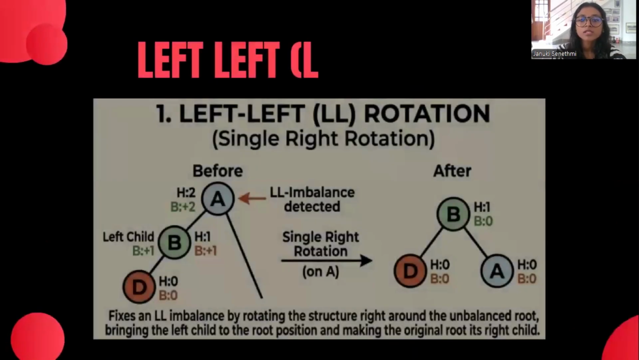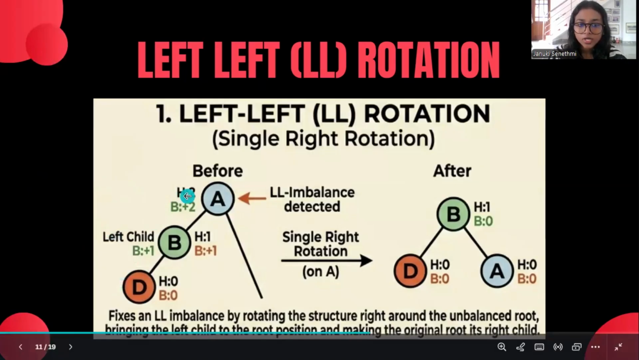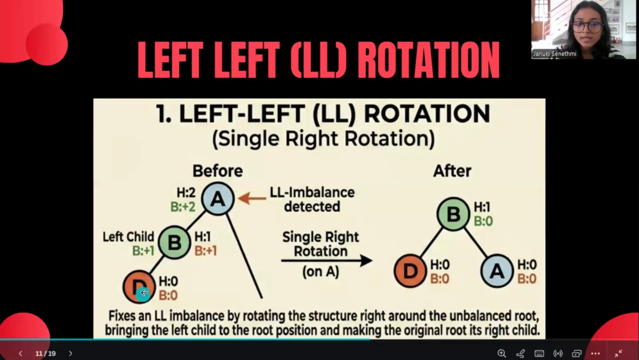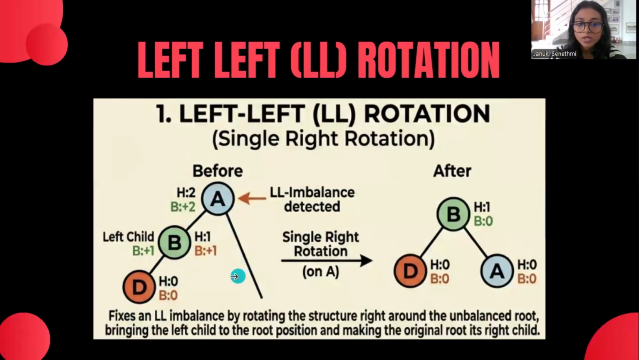The first one is left-left rotation. This imbalance happens when a new node is inserted into the left subtree of the left child. In the before tree, A is the root node, B is the left child, and D is inserted further to the left. Because the left side becomes too heavy, node A gets a balance factor of positive 2. This means the tree is unbalanced.